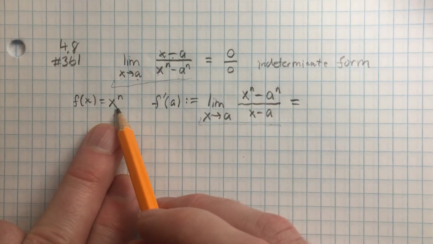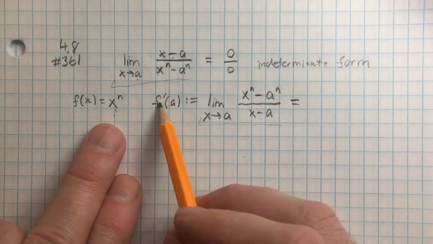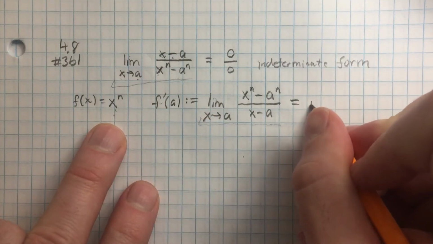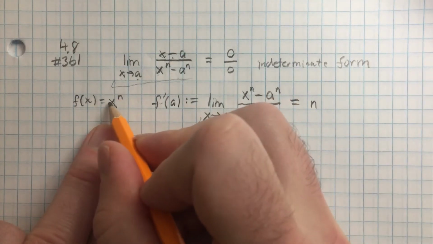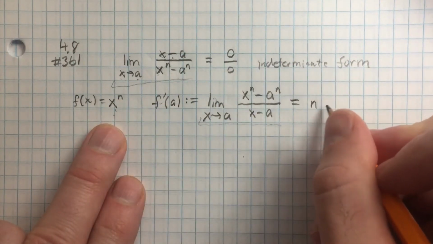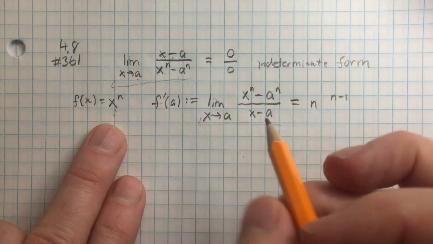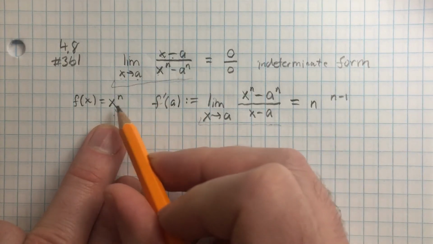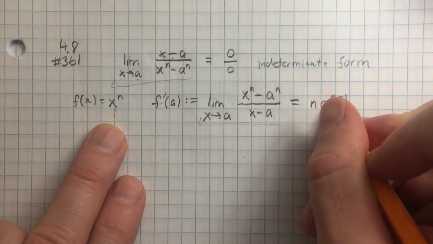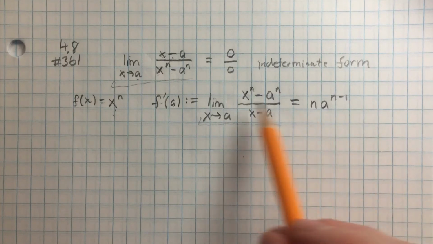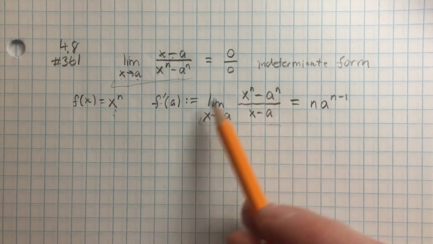I know from the power rule the derivative of this function at a would be n, I'd bring the power down. I would have x to the n minus first power, lower the power by 1. Then I would fill in the number a in for the variable. I would have n a to the n minus 1. That is what this derivative is and this particular limit is.